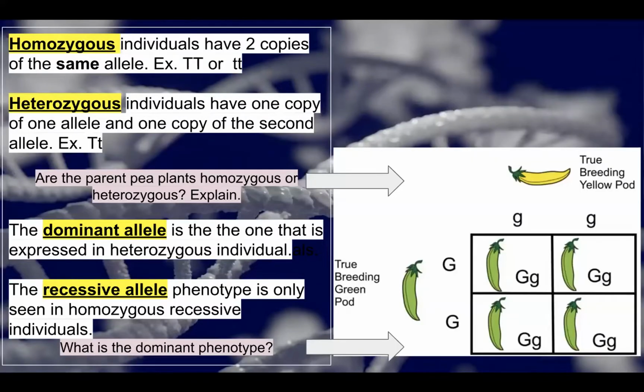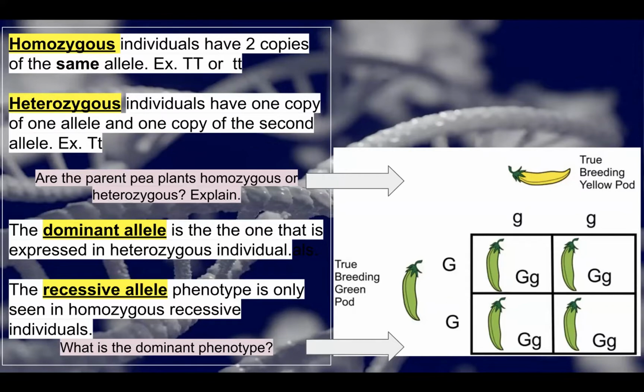So in our next slide, we have a couple more vocabulary words. So our first one is homozygous. Homozygous individuals are simply those individuals with 2 copies of the same allele. So remember, an allele is just a form of a gene. So when we look at our Punnett squares, if you see 2 uppercase letters or 2 lowercase letters, those would be homozygous individuals.